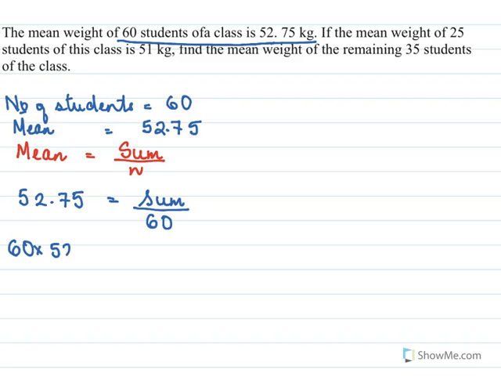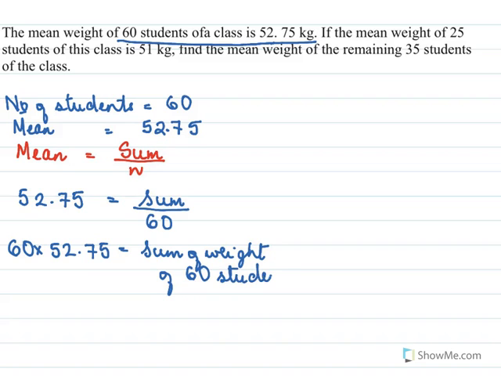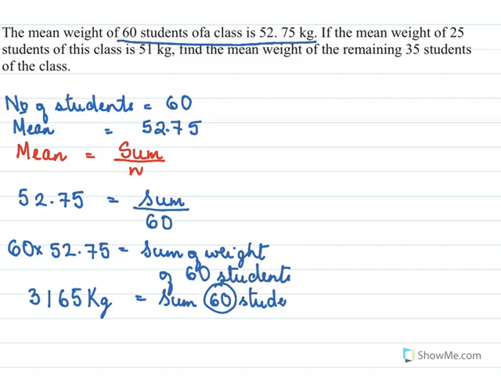So 60 into 52.75 is the sum of weight of 60 students, of all the students in the class. And when we multiply this, we get 3165 kg is the sum of 60 students of the entire class.